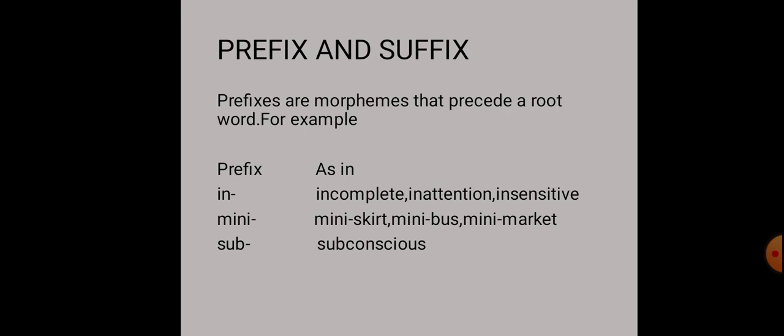Also, we will look at prefix and suffix. Prefixes are morphemes that precede a root word. For example, we have in-. Under in-, we have incomplete, inattention, insensitive. We also have mini-, that's miniskirt, minibus, minimarket. We also have sub-, subconscious.